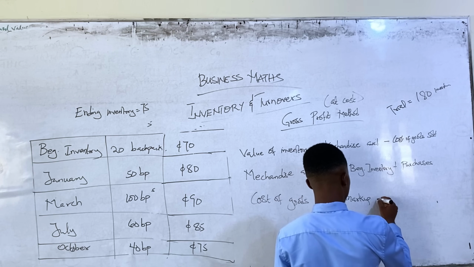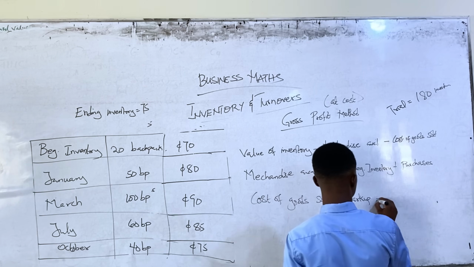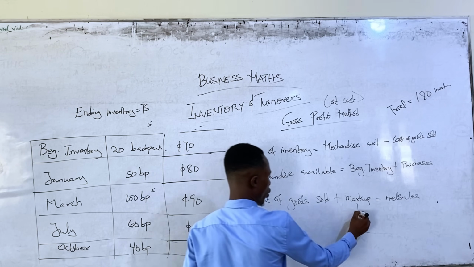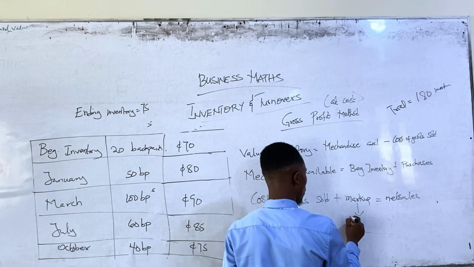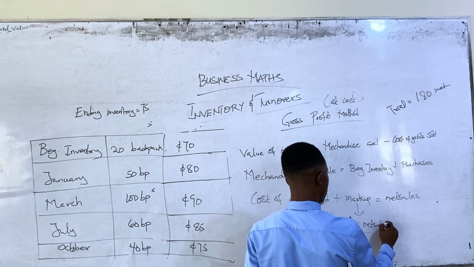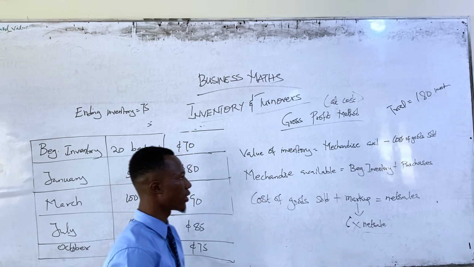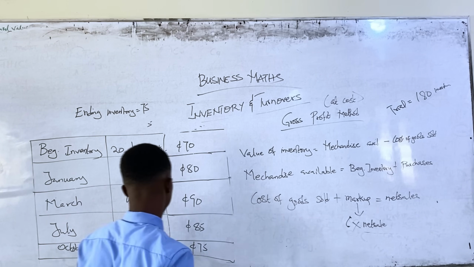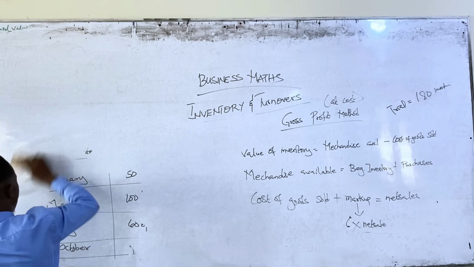Markup is the markup rate times the net sales. Then you say equal to net sales, right? This markup, they will give you a percentage. So the percentage times the net sales is what we call markup. Yes, we will solve a question so you understand. So just picture the formula in your mind. Let me clean this so that we take a question under the gross profit method.